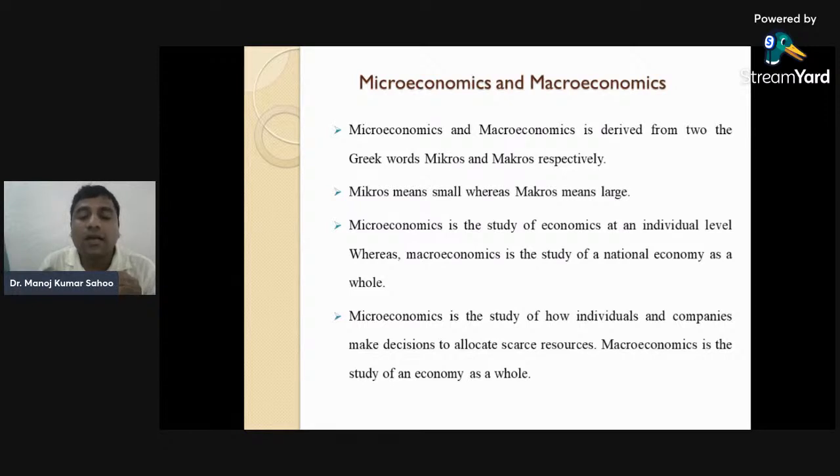So macroeconomics talks about the large case, the whole case, whereas microeconomics talks about individual saving, individual investment, individual lifestyle, individual demand. Whereas macroeconomics talks about the whole country: the national income, the GDP, the business cycle, inflation, deflation, recession, the growth rate, all the concepts of the country or the whole world.